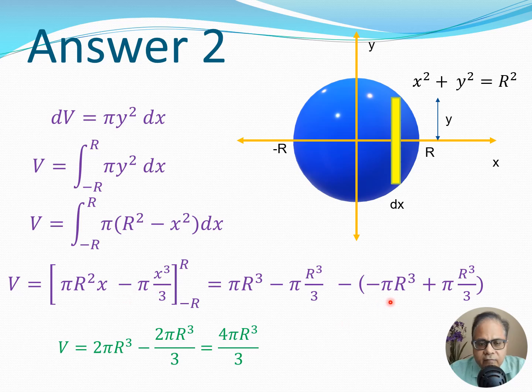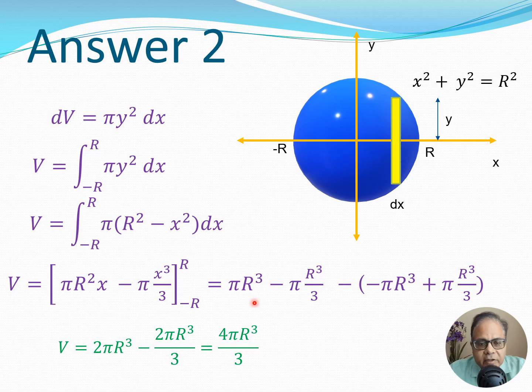So I do that here. If I put x is negative r, this becomes pi r cube, but there is a negative sign, and this will become pi r cube by 3, but the negative will cancel with the negative, and so I will get a positive sign here for pi r cube by 3. So I have this expression here. Now I can see that I can simplify this expression.